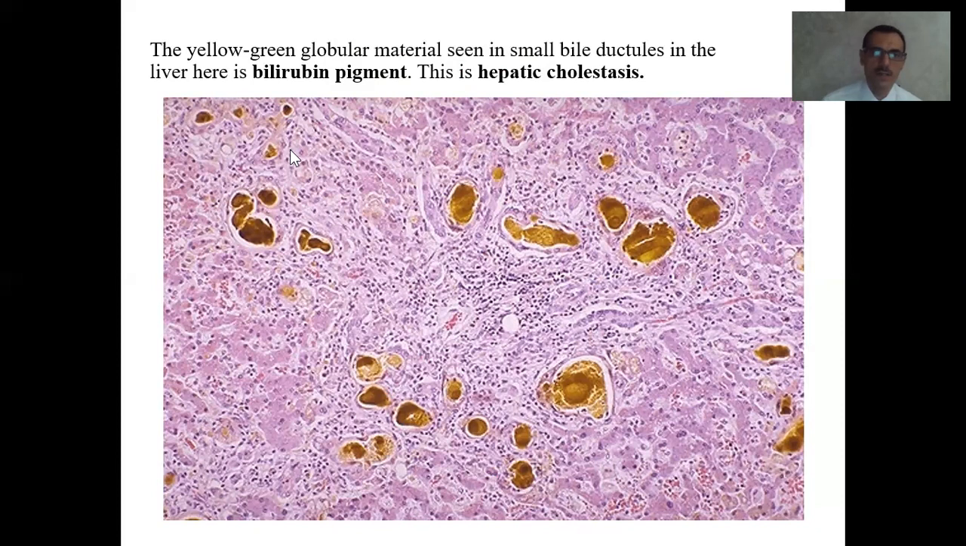Here we see the microscopy of a liver biopsy, and the yellow-green globular material seen in small bile ducts in the liver. This is the bilirubin pigment. This condition we call hepatic cholestasis. Not bluish, the yellow-green substance is bilirubin.